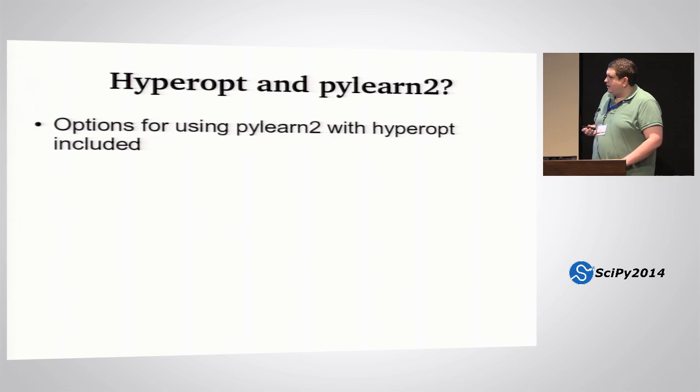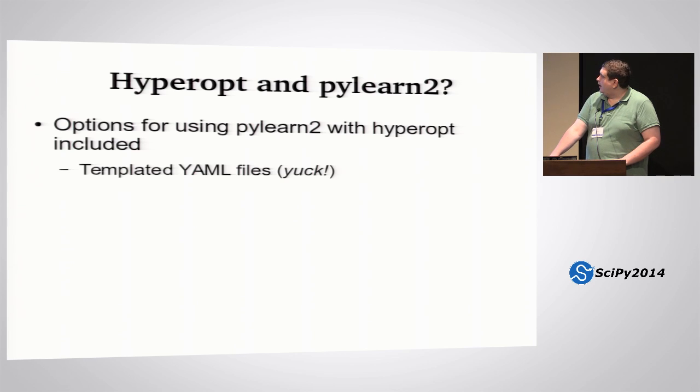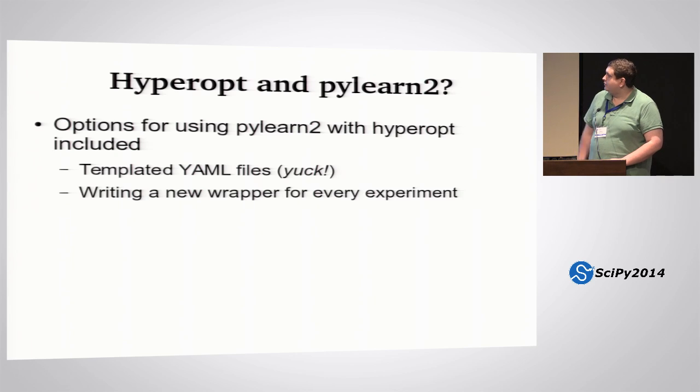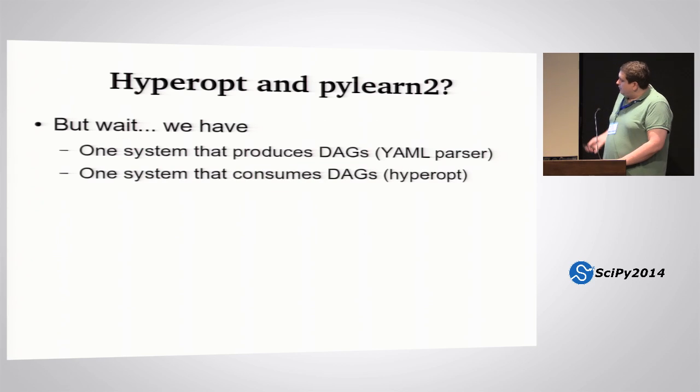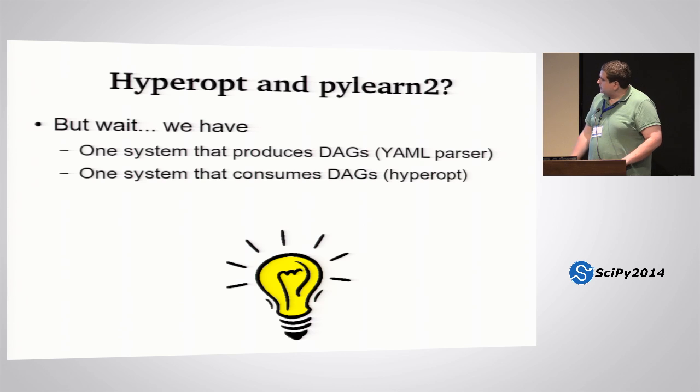So when it came to me that I wanted to use Hyperopt with Pylearn2, my options were sort of limited. I could either use templated YAML files, or I could write a new wrapper for every experiment I wanted to run. But it became fairly obvious that we have one system that produced DAGs and another system that consumes DAGs. So why not just shove one into the other?